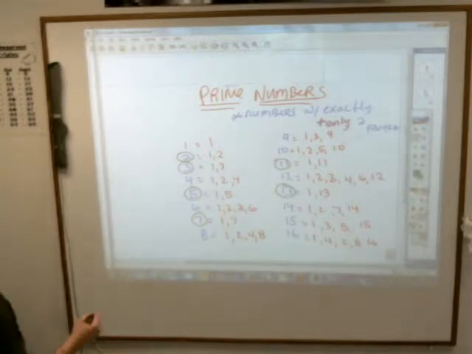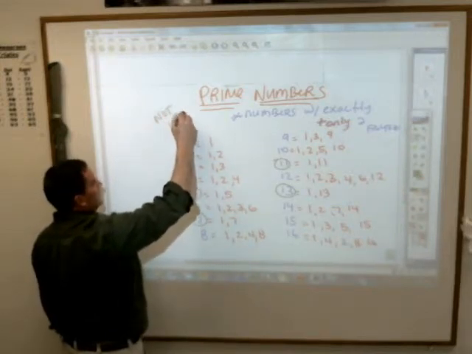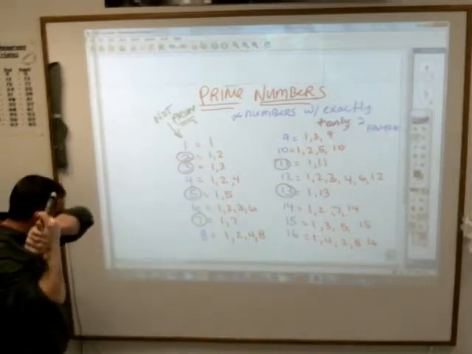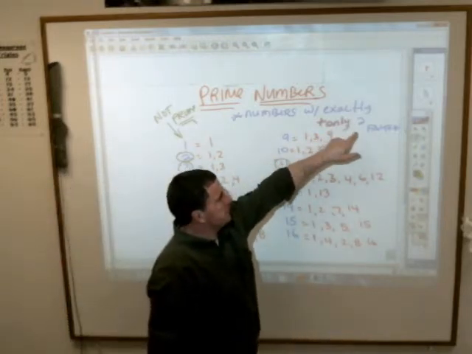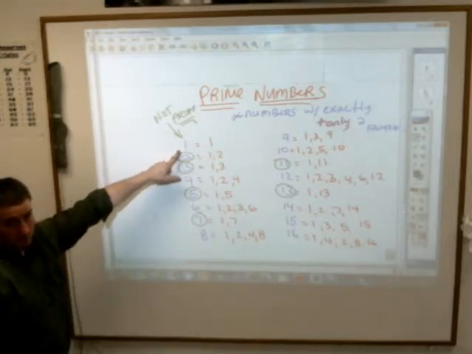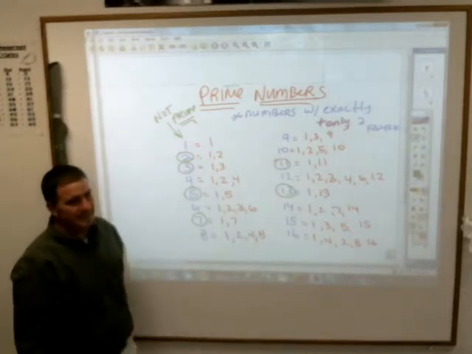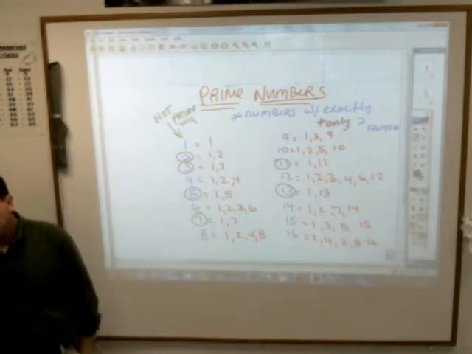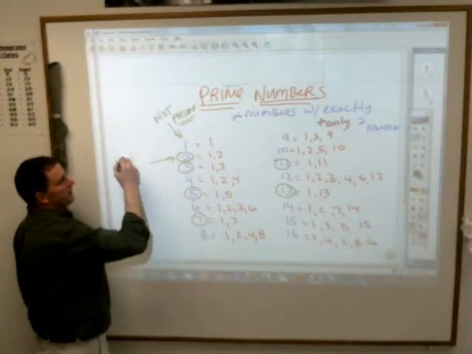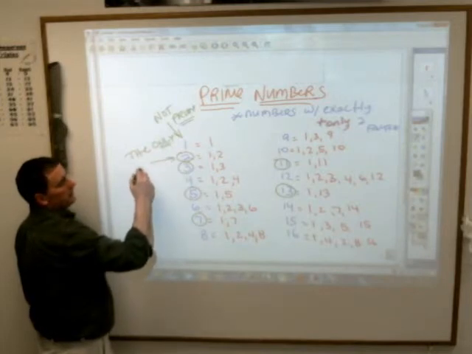Now make sure you note that the number 1 is not prime. Because of this reason here: it has to have exactly 2 factors. The number 1 only has 1, which is itself. So it's not prime. All the rest of these are prime. Now, a little helpful hint here. Yes, Alexa. The number 2 is the only even prime number.